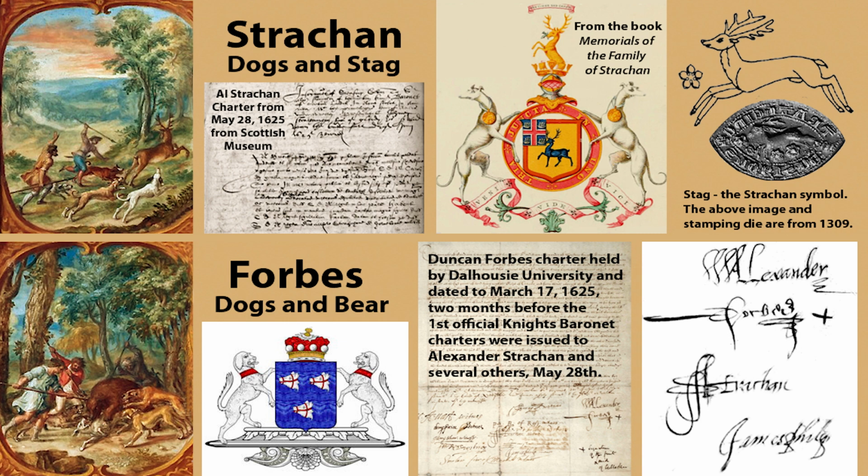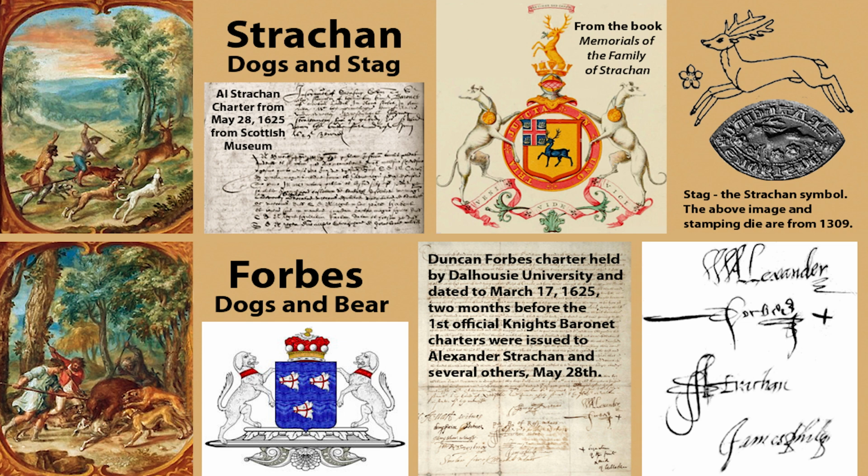So let's take a quick look at the Forbes. Yeah, this was really cool too. Hunting a bear. You might think, so what? Well, but hunting a bear with dogs. And if you look at the Forbes coat of arms, almost all of them have muzzled bears on them. Amazing. And a lot of them have the dogs on either side.